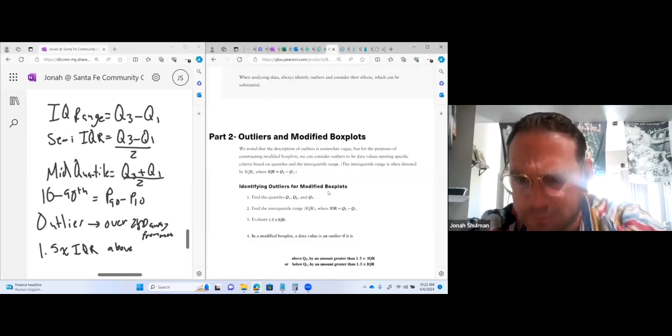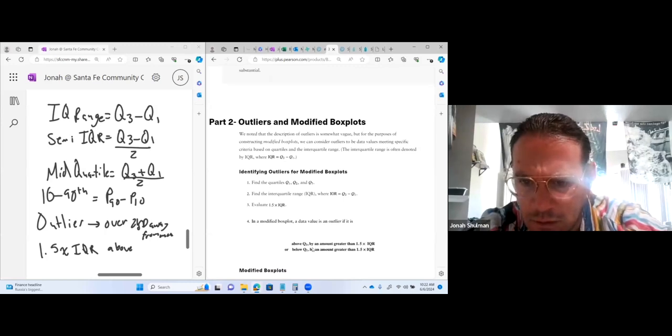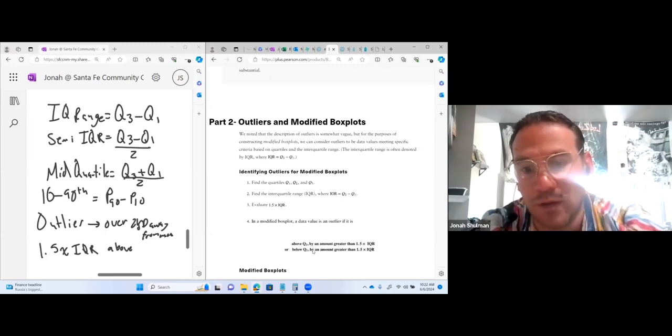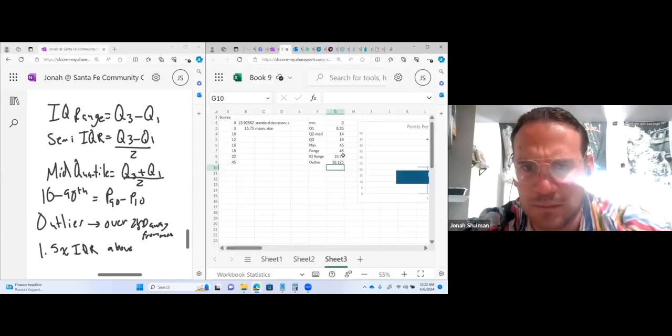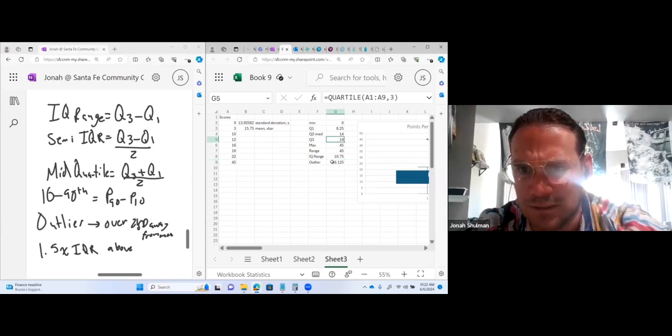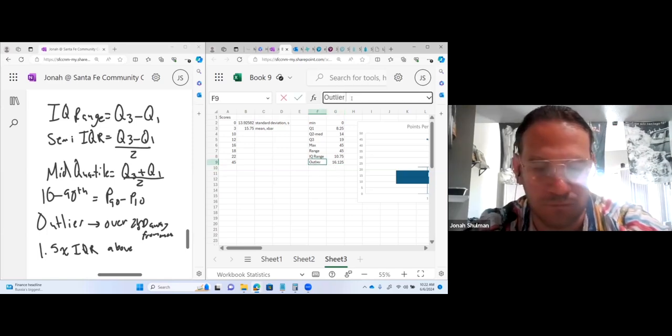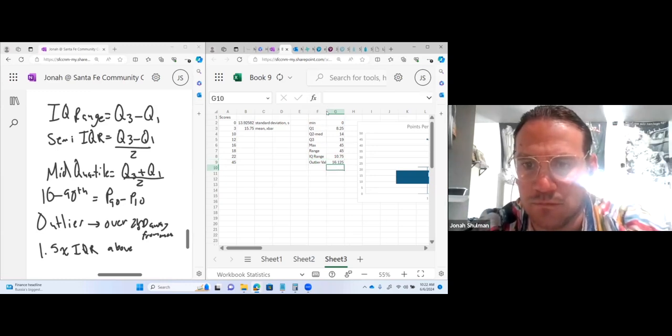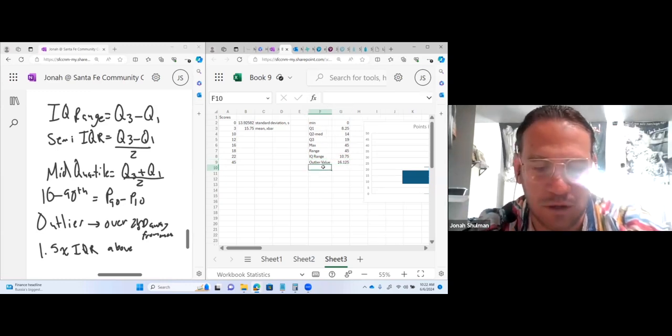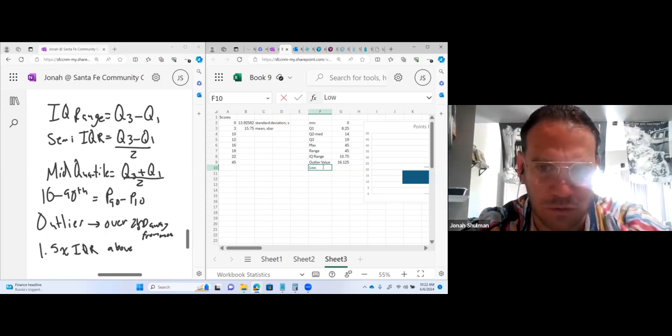Let's look back at their definition. Above Q3 or below Q1. Okay, so I see what they mean. For this number, we have to go to Q3. So our Q3 is 19. This is the outlier value. And to get the actual outliers, what do we have to do? To test, this is the low outlier, and this is the high outlier.